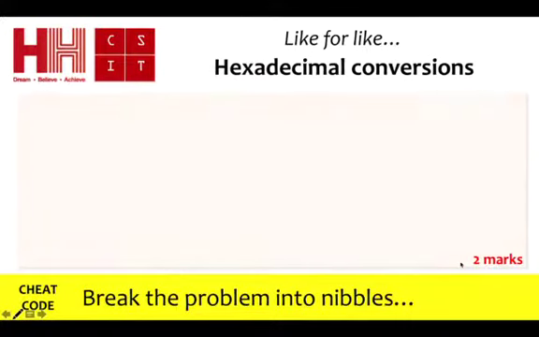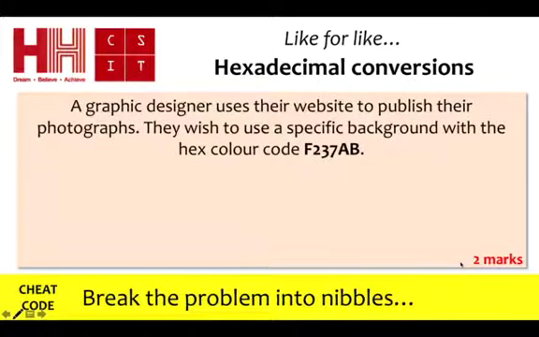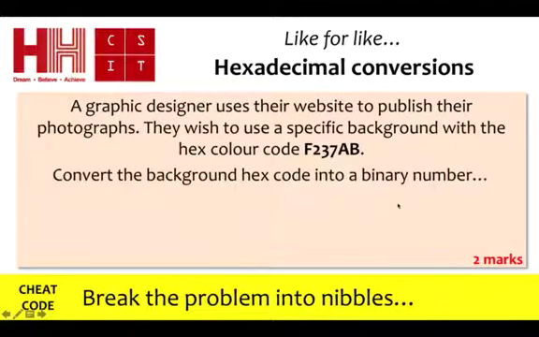Now, this is what I'd like you to do. This is a question, and it is actually a really difficult question. If you can get this question and you break this down, you're 100% confident you can do this, okay? So, a graphic designer uses a website to publish their photographs. They wish to use a specific background with the hexadecimal color code. Now, some of you might recognize colors being coded like this, and that's the color code given. Convert the background hexadecimal into binary.